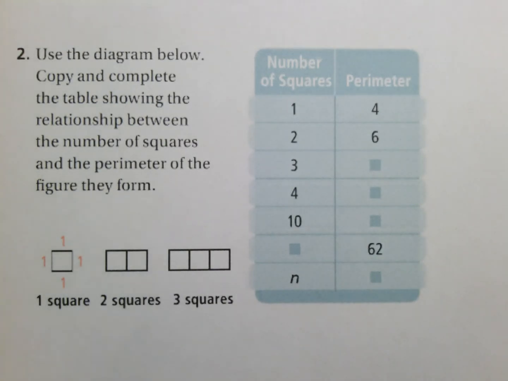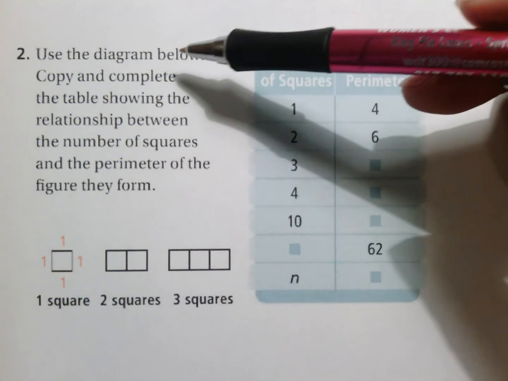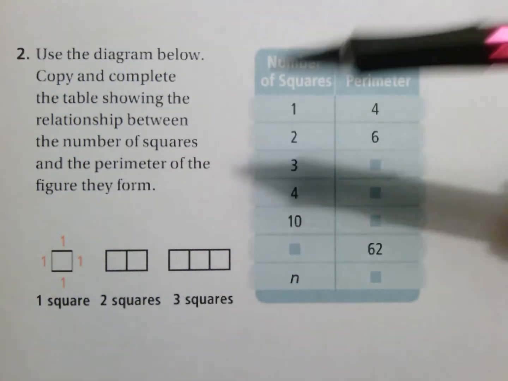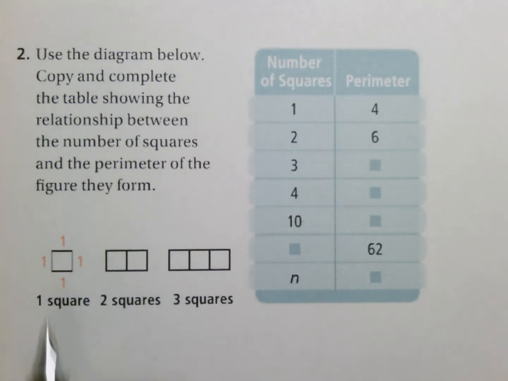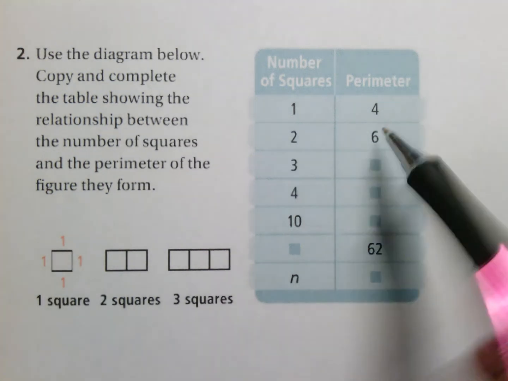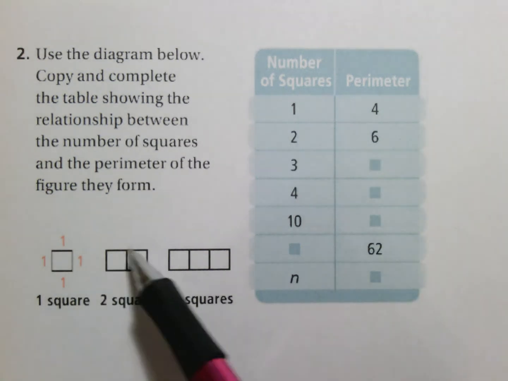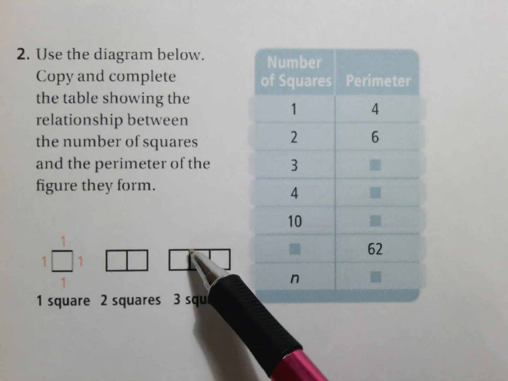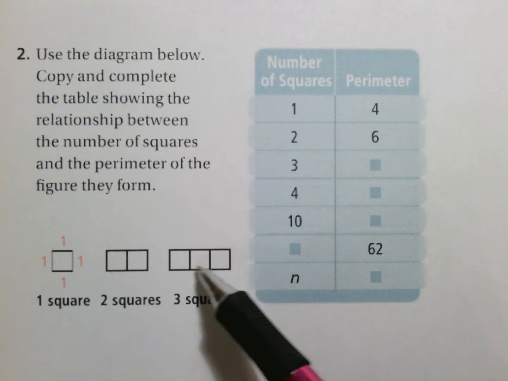Now really what we're here for is 2 through whatever else we have here. It says use a diagram below, copy and complete the table using the relationship between a number of squares and the perimeter of the figure they form. So notice here is 1 square, 2 squares here, 3 squares there, and they have the perimeter of 4 because you go 1, 2, 3, 4. 2 squares has a perimeter of 6, 1, 2, 3, 4, 5, 6. 3 squares has a perimeter of 1, 2, 3, 4, 5, 6, 7, 8.